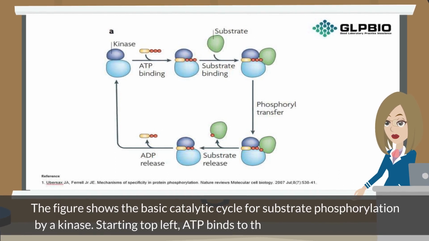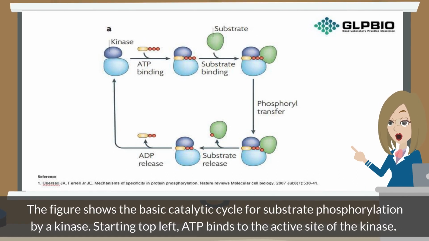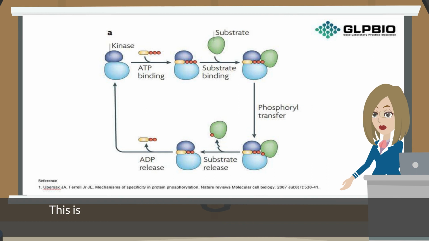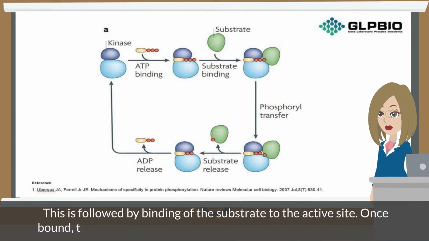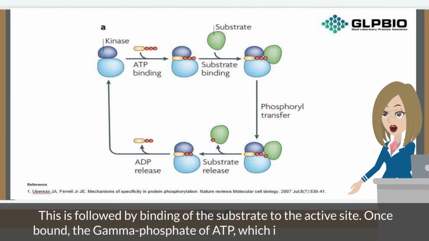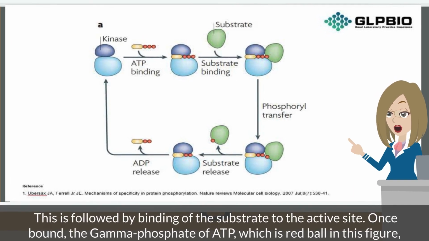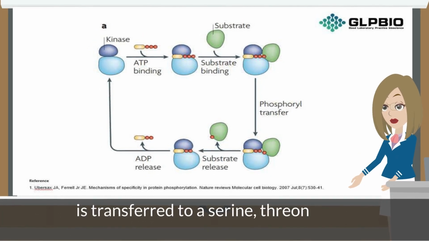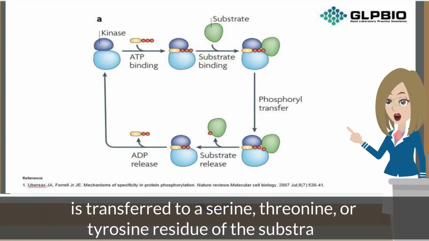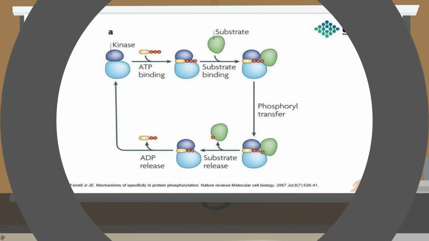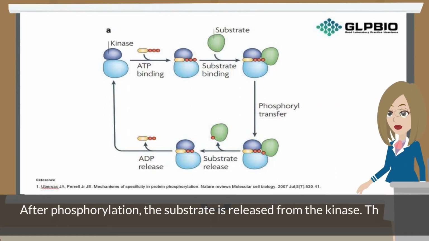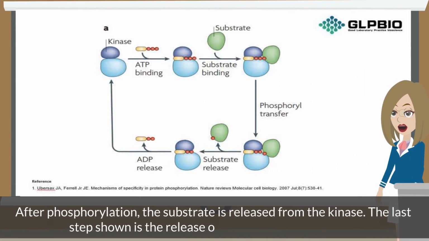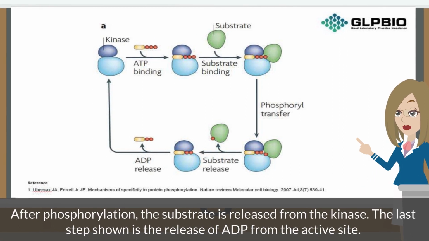Starting top left, ATP binds to the active site of the kinase. This is followed by binding of the substrate to the active site. Once bound, the gamma phosphate of ATP, which is the red ball in this figure, is transferred to a serine, threonine, or tyrosine residue of the substrate. After phosphorylation, the substrate is released from the kinase. The last step shown is the release of ADP from the active site.